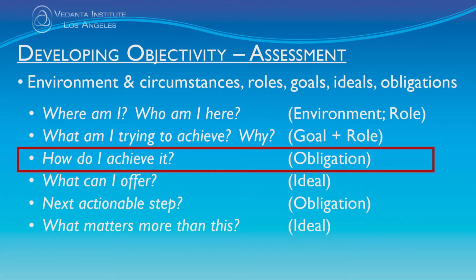How do I achieve it? This refers to your obligations. So it's sort of related to what we say in the next couple ones down, the next actionable step. If you don't know how you are going to achieve something, then you haven't really set it as a goal.